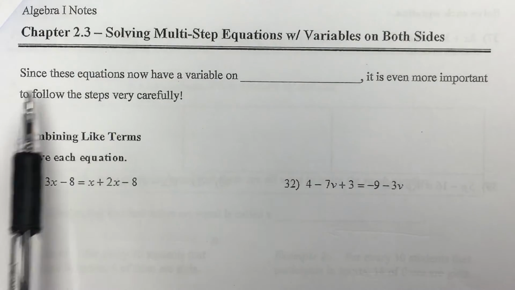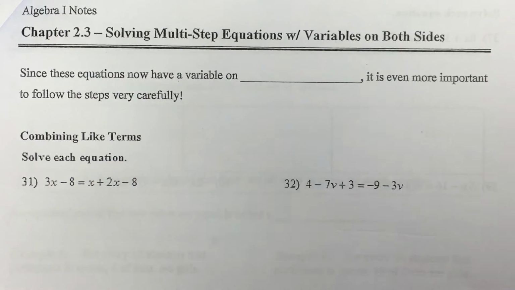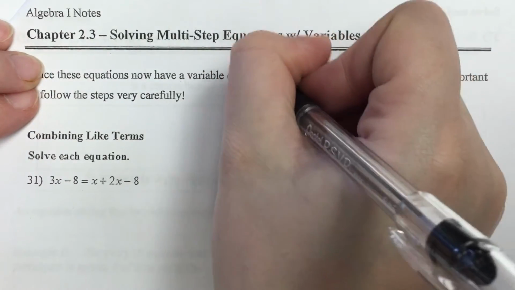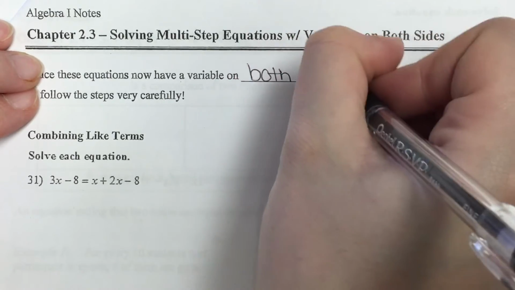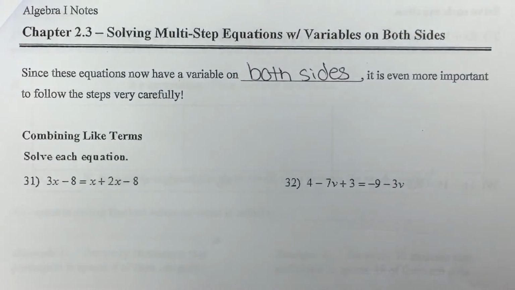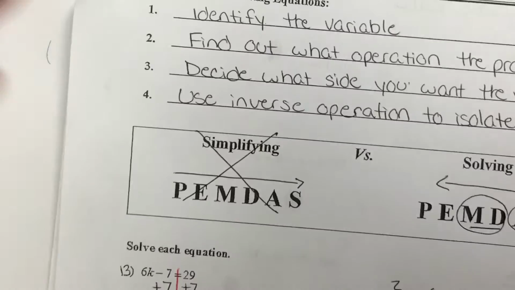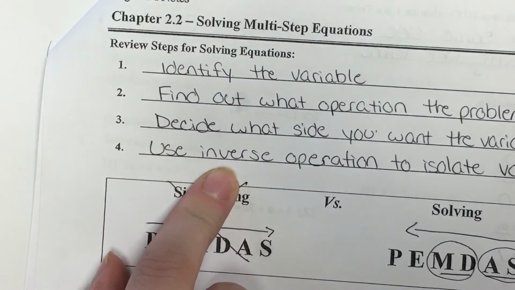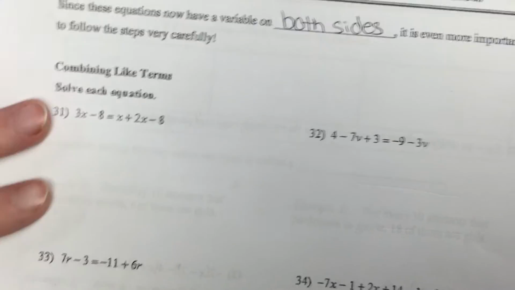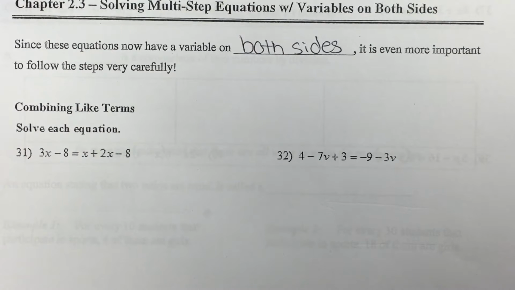Since these equations now have a variable on both sides, it is even more important to follow the steps very carefully. If you are still confused about what the steps are, you can go back in your notes from our second lesson, and I have them right here for you. So you really need to be using those steps, and I will go over them again in the video as I'm doing examples.